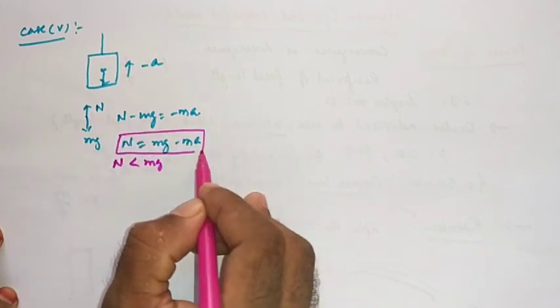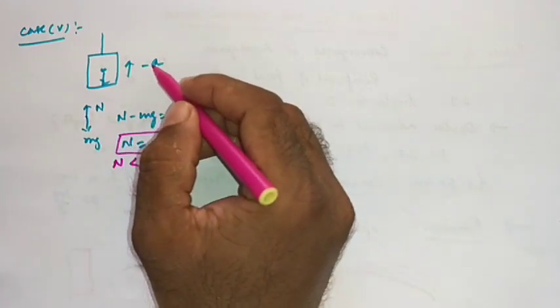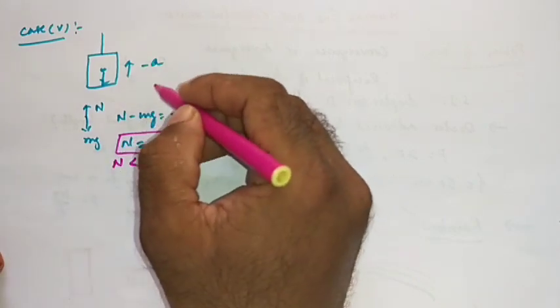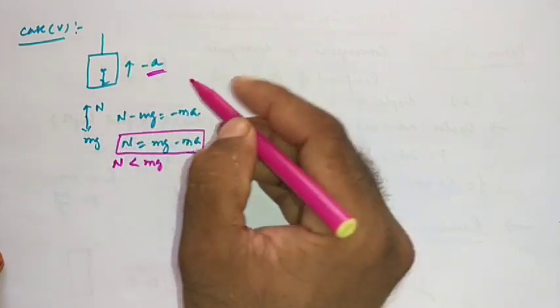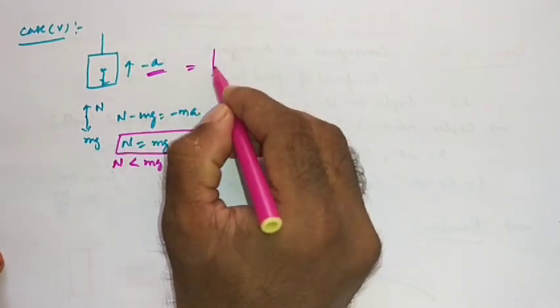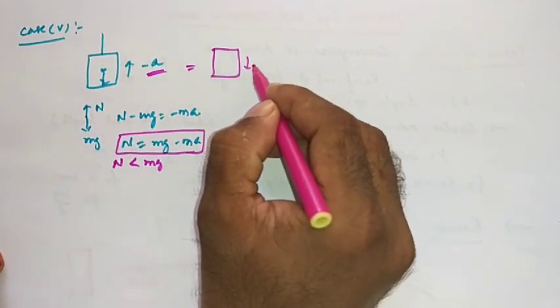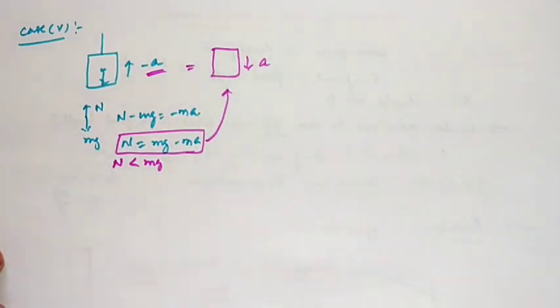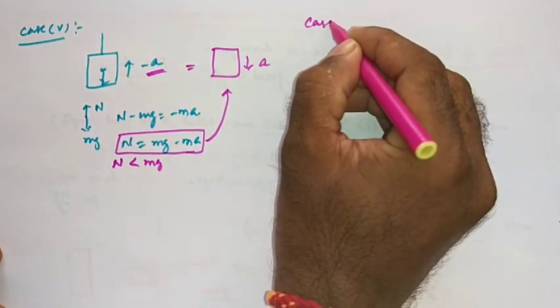Previously you have seen, as the lift is moving up with an acceleration, its apparent weight increases. Now it is moving up with retardation. This is equal to the lift coming down with an acceleration. In that case also the equation is the same. You see, right? And now let us see case 6.